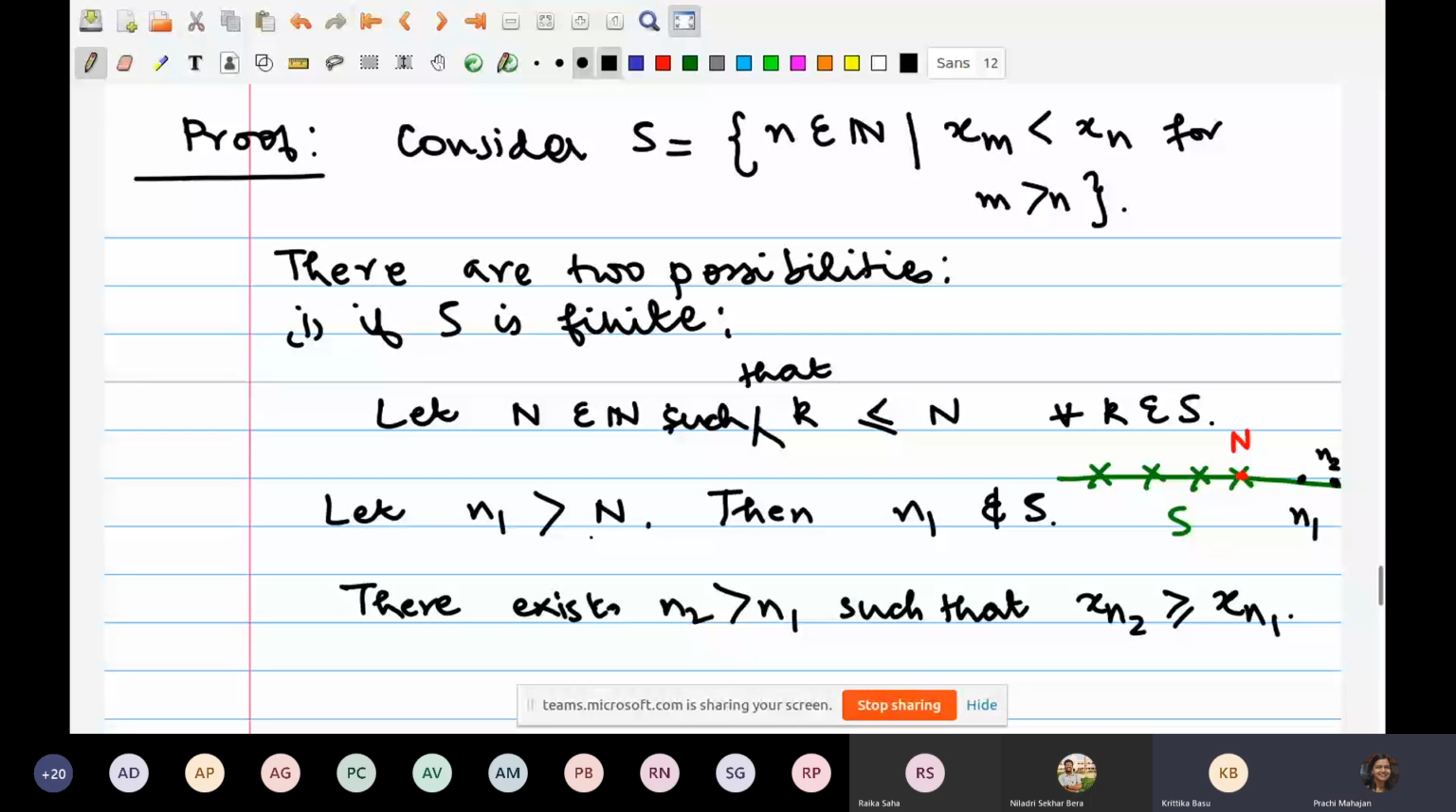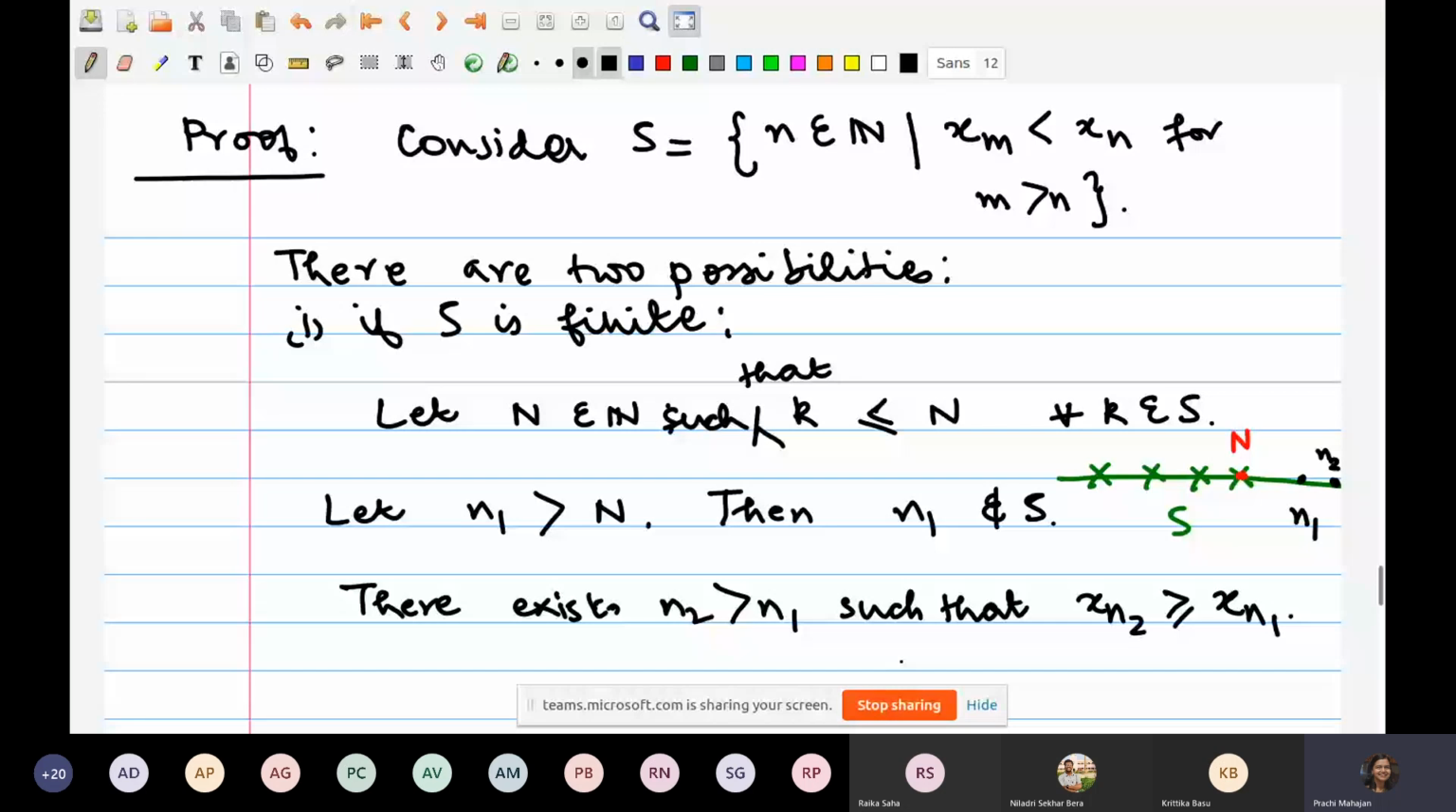Please don't get lost in indices. You see where I am heading? I am trying to construct a subsequence of Xn. So I am trying to construct a strictly increasing sequence Nk. I want to get hold of N3 bigger than N2 bigger than N1. Now, the next stage is I want to find N3. Correct? Is that okay? Is that a yes with everybody present here?